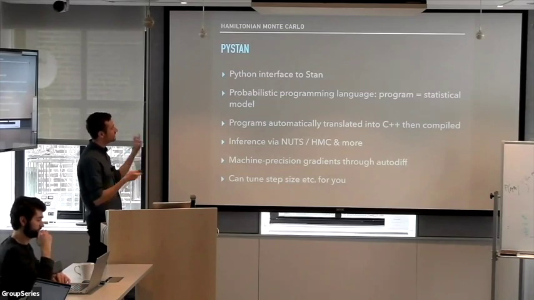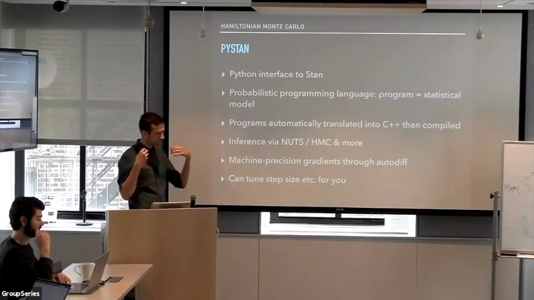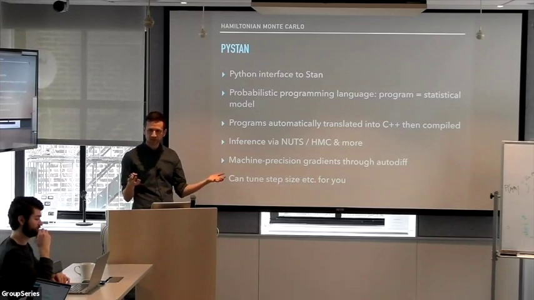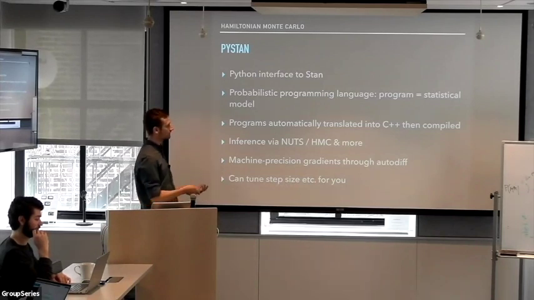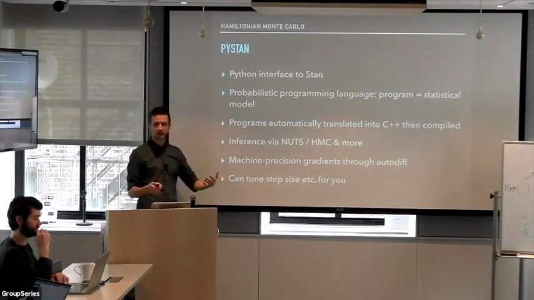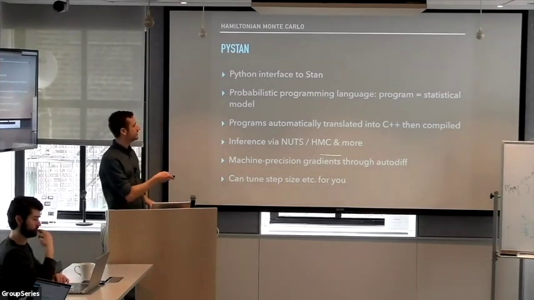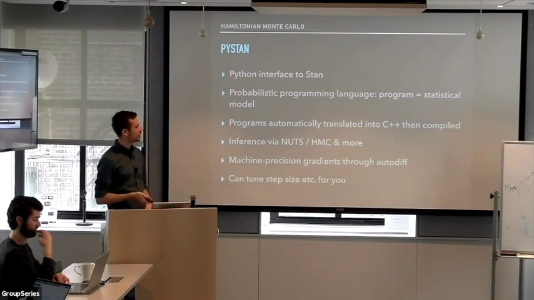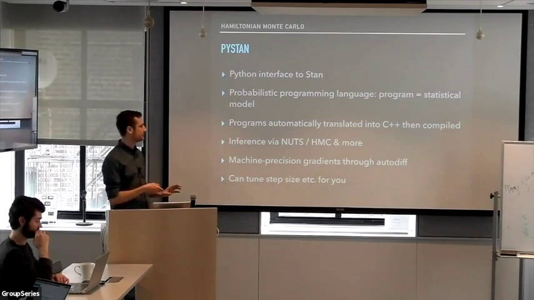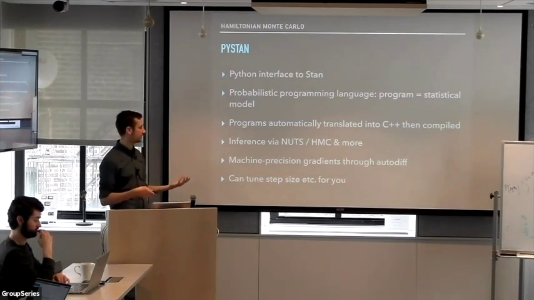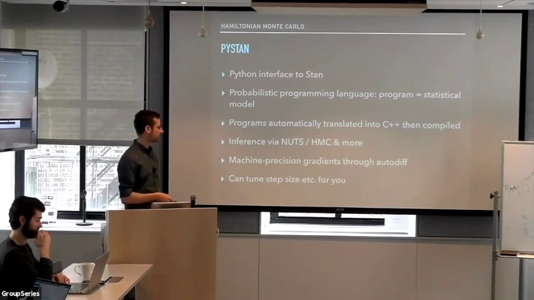There's an RStan, there's something else as well, but there's a nice Python interface. What Stan does is you have to write out your model in a specific language that it then translates into C++ and compiles for you so that it's super fast to run. There are lots of other options through Stan. For example, once you've written your model, you can also get it to simulate data for you and stuff like that. But it does all of the gradients that you need through autodiff.